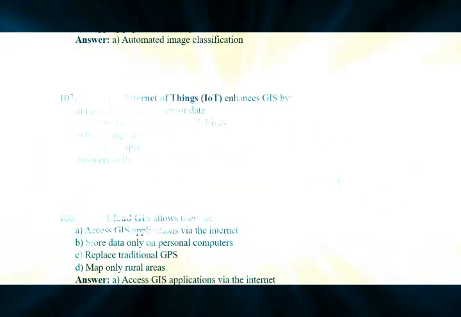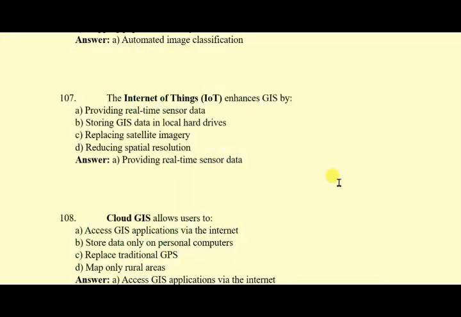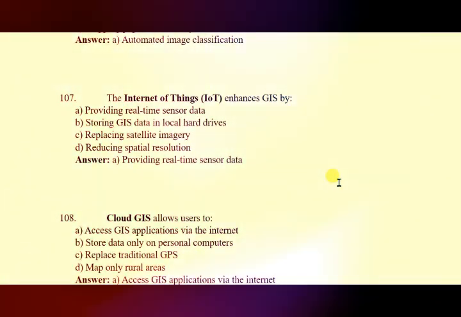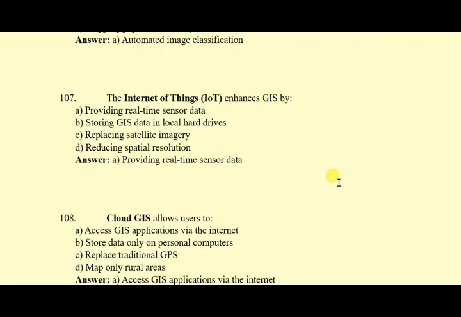107. The Internet of Things, IoT, enhances GIS by providing real-time sensor data, storing GIS data in local hard drives, replacing satellite imagery, reducing spatial resolution. Providing real-time sensor data is the correct answer.